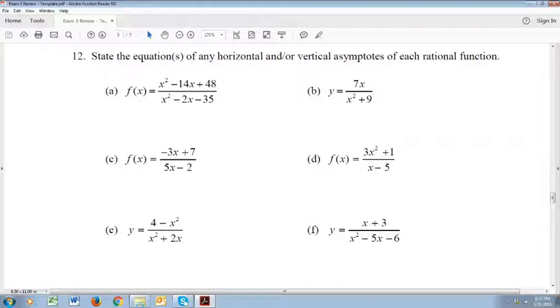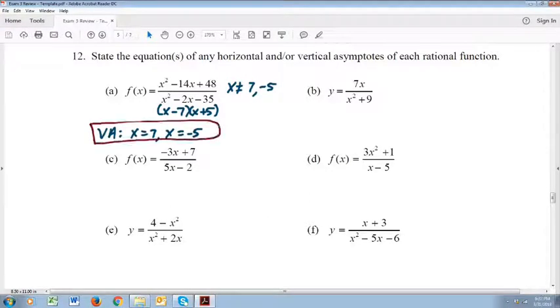So in each of these problems, we have to find the horizontal and vertical asymptotes. Let's go ahead and find the vertical asymptotes first. Those are the ones where we learn that wherever there's a restricted value, we're going to have a vertical asymptote. So on part A here, we're going to have to factor the denominator. You can verify that when you factor that using the AC method, you get x minus 7 times x plus 5, which means your restricted values are 7 and negative 5. And so that's where you have vertical asymptotes.